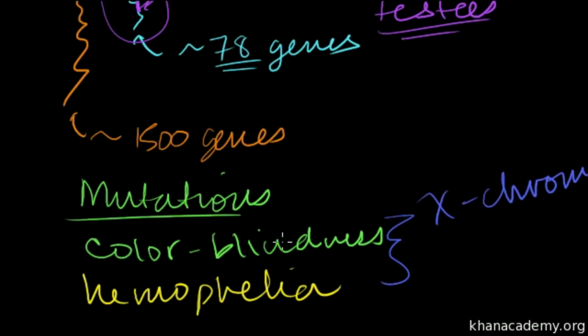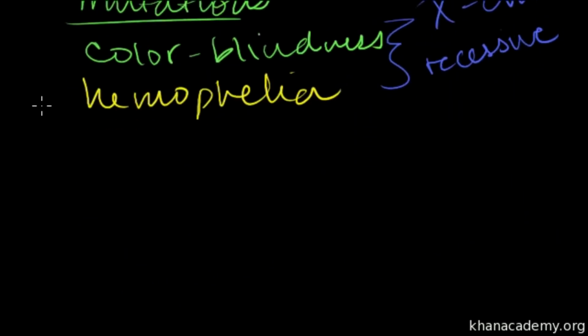And they're recessive mutations. They're recessive. So what does that mean? It means both of your X chromosomes have to have, let's take the case of hemophilia, the hemophilia mutation in order for you to show the phenotype of having hemophilia.